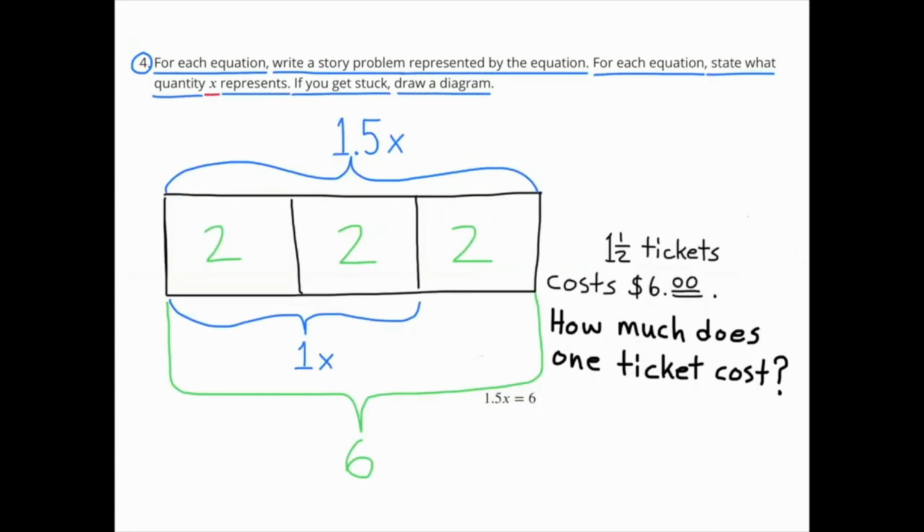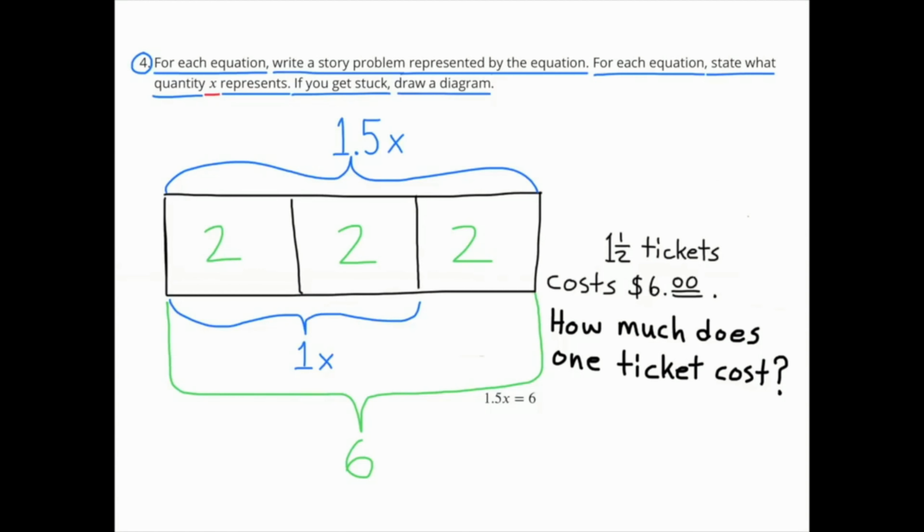1 5/10 x equals 6. 1 1/2 tickets cost $6. How much does 1 ticket cost? In my diagram, I have 3 boxes. Each box is worth 2. I put 2 inside each box because 2 times 3 equals 6, and 1 1/2 tickets cost $6.